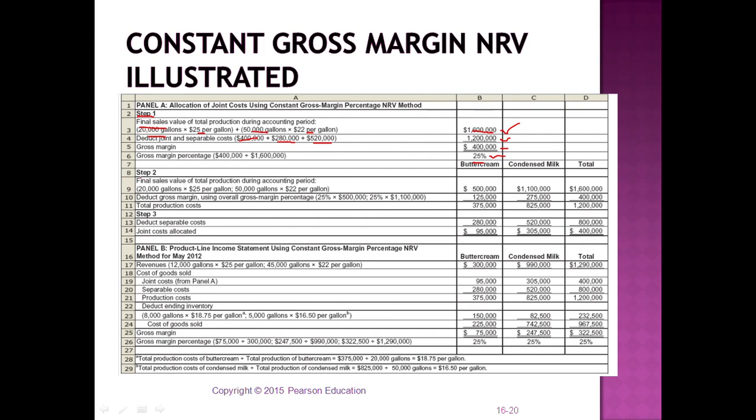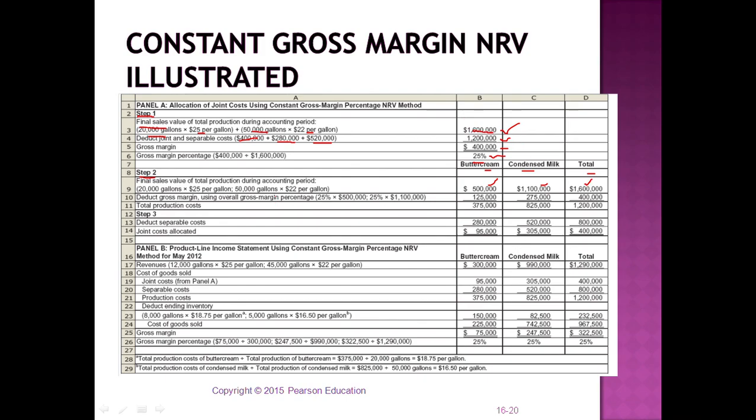So in the second step, what you're basically doing is you're trying to find out the distribution of the joint cost. So let's start off separately for each item. So now you talk about buttercream, you talk about condensed milk, and you have a column for the total, right? So here what you do is first take the final sales value like we did before. Instead of putting them together, now we put them separately. 500,000, that is 20,000 gallons into $25, and then you have 50,000 gallons into $22, and then add them up, 1,600,000, which is the same that we did here, right?